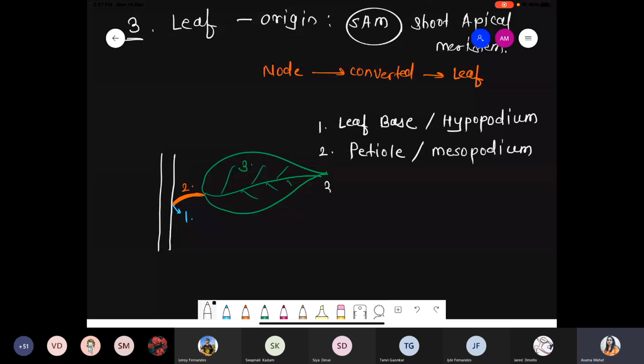And the third one we are talking about is the leafy structure, the green color. That entire portion is called the lamina. And the lamina is also called the epipodium. Epipodium is the one present toward the upper direction, or on the top position, the apex position. So the leaf base is the hypopodium, the middle part, the petiole, is called the mesopodium, and the expansion of the leaf is simply called the lamina, and the lamina is also called the epipodium.